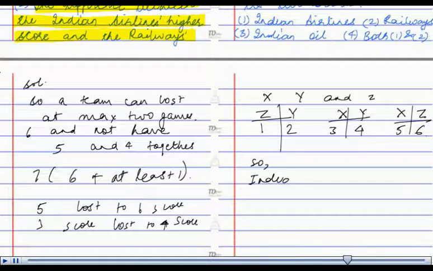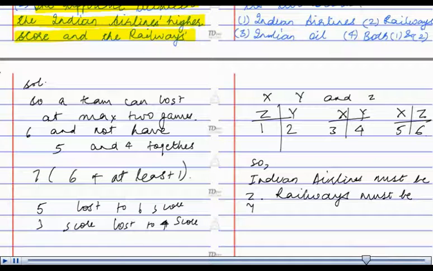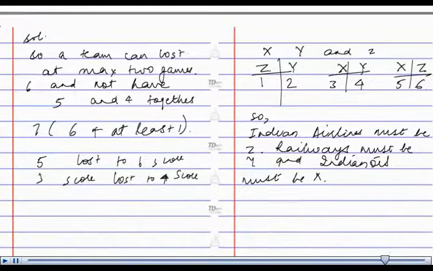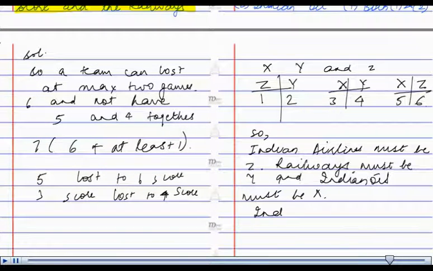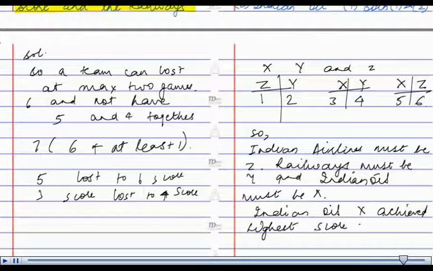So, Indian Airlines must be Z, Railways must be Y and Indian Oil must be X. The Indian Oil achieved the highest total of 2 scores, that is, Indian Oil X achieved the highest score, 3 plus 5, that is 8. Hence answer is option 3.